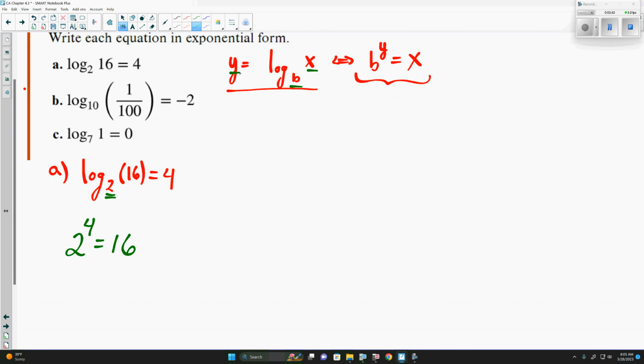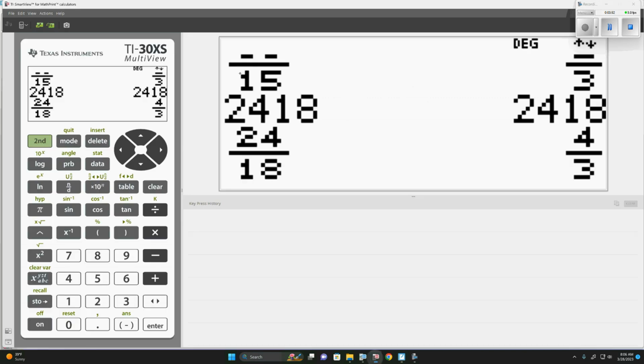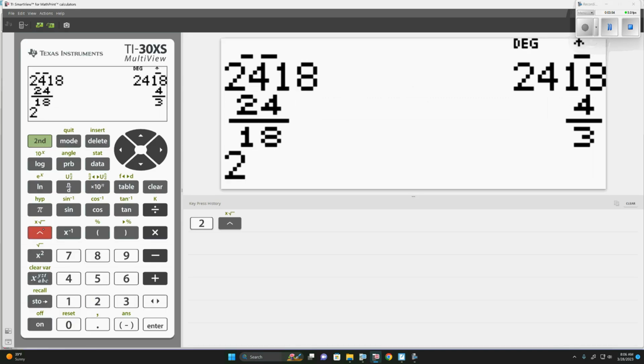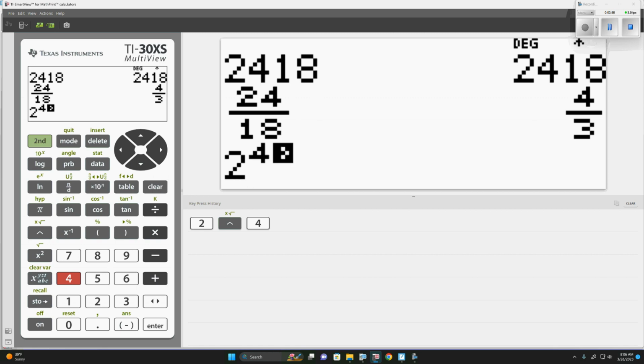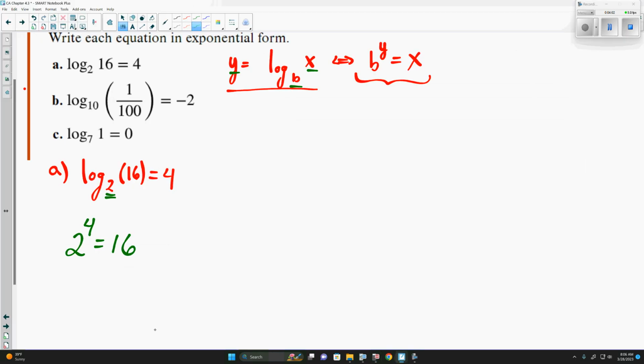Now, with these, we can actually check it. Because what we're saying is 2 to the 4th is equal to 16. I can take a calculator and say 2 to the 4th power, and we should get what? 16. We can actually check it to see if this is the correct equation. Questions on this? Let's look at the next one.